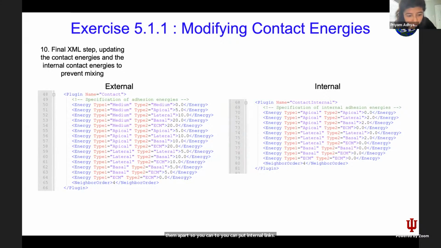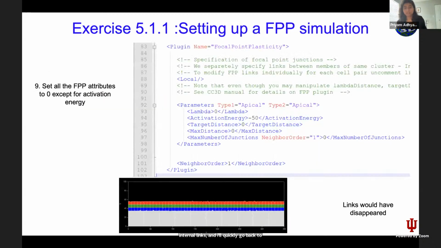And I'll quickly go back to this slide. If you got rid of everything and made the adjustments, this is the focal point plasticity code that should remain. So basically you'll have about 83 to 102 lines where I have gotten rid of all the external compartmental energies and all the internal compartmental energies. And all I have done is set all the attributes of the focal point plasticity to 0 except the activation energy.